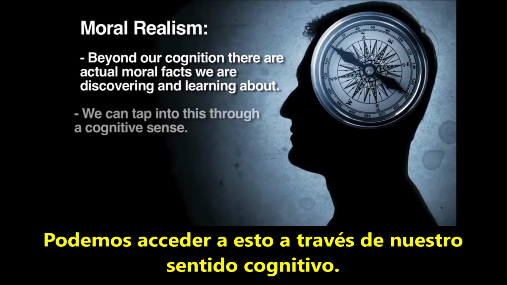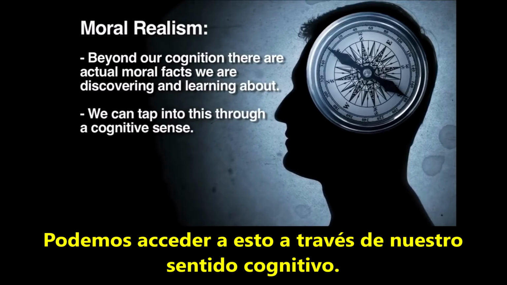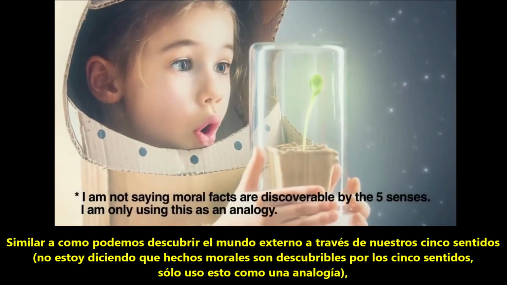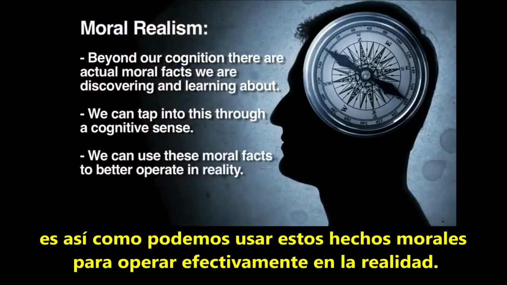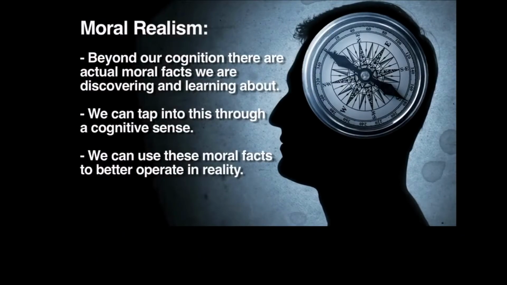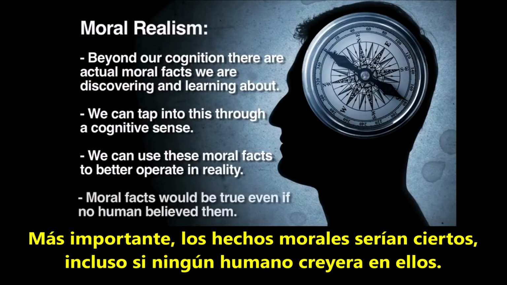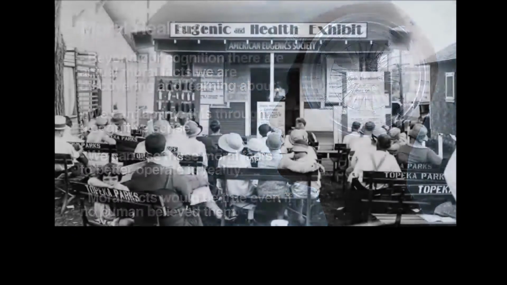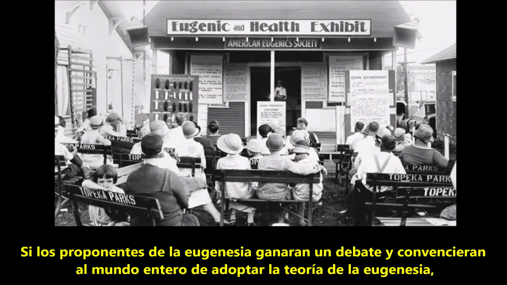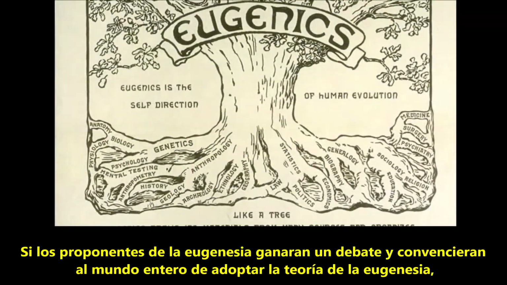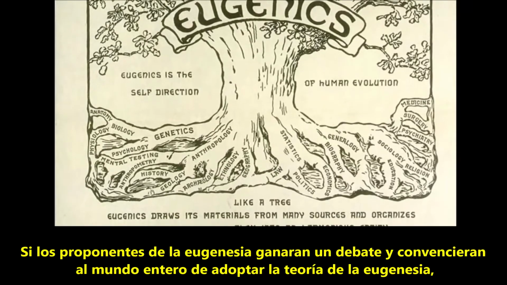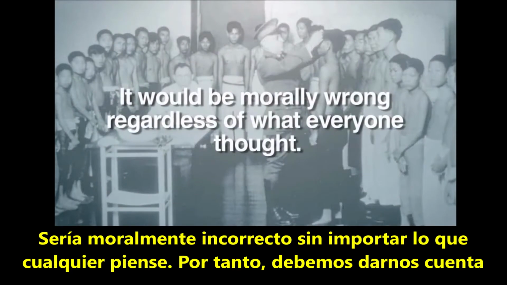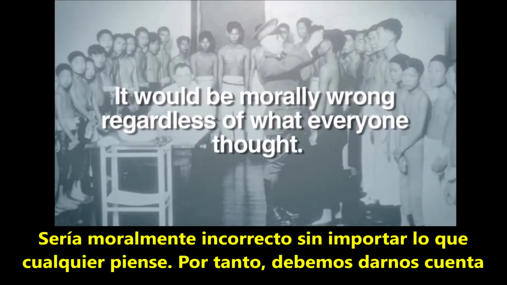We can tap into this through a cognitive sense, similar to how we can discover the external world through our five senses. Then, we can use these moral facts to better operate in reality. More importantly, moral facts would be true even if no humans believed them. If the eugenics proponents had won the debate and convinced the entire world to adopt the theory of eugenics, it would still be morally wrong to murder the mentally handicapped. It would be morally wrong regardless of what everyone thought.